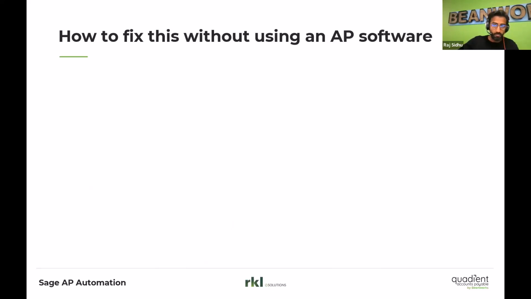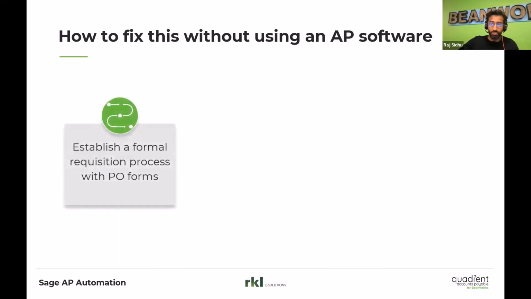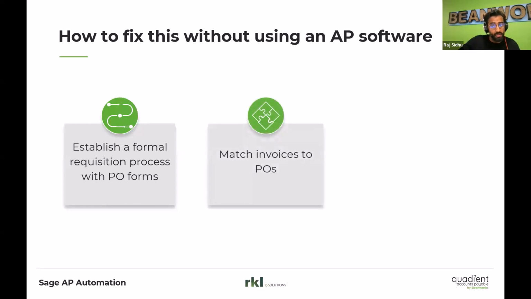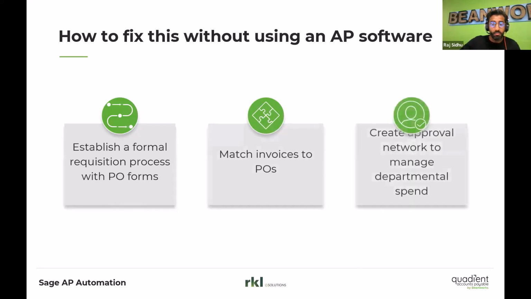So how do we fix this without using an AP automation software? Well, first of all, it's crucial to establish a formal requisition process with PO forms. So this means that purchasing staff must issue a purchase order for every purchase made by a company. And two, once a formal requisition process has been laid out, you can match invoices to purchase orders. And lastly, create an approval network to manage departmental spend.